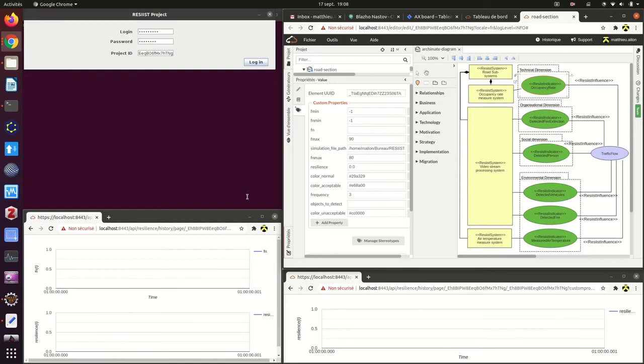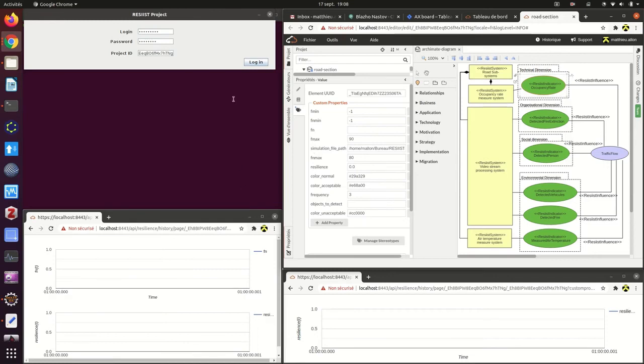We also see the simulation file paths and the frequency fields on the left of the 2D view. They allow to simulate data from a data source at a defined frequency and by using a predefined CSV file. The object to detect field is used when the detection algorithm, which uses machine learning, needs to know which objects to detect. It is not the case for the occupancy rate and measured air temperature indicators, but for the other ones.